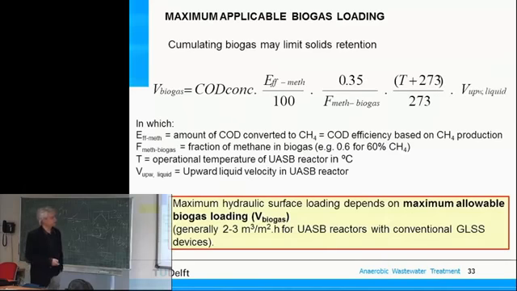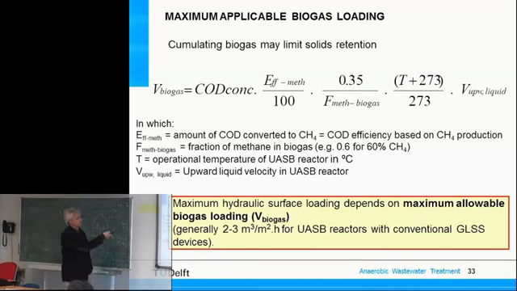Now there's another criterion which is important, which is the amount of biogas. Particularly with concentrated wastewater, a huge amount of turbulence is created. And the biogas upflow velocity can be calculated by the COD concentration times the efficiency of conversion of COD into methane. Let's say 80% is converted into methane. So COD concentration times 80 divided by 100, so times 0.8. Now this is a conversion factor to convert COD to cubic meter of methane, 0.35. And the fraction of methane in the biogas, a correction of temperature, and the upward flow velocity. So this links the biogas upward flow velocity with the liquid upward flow velocity and the amount of COD which is converted.